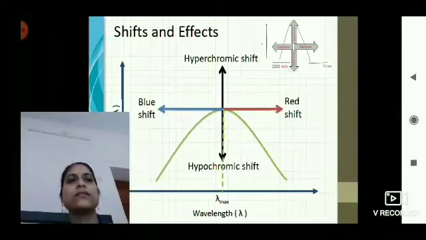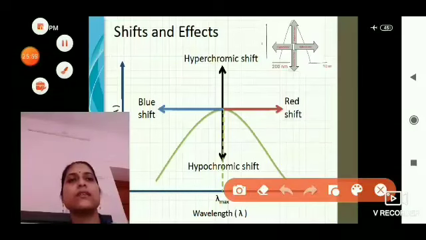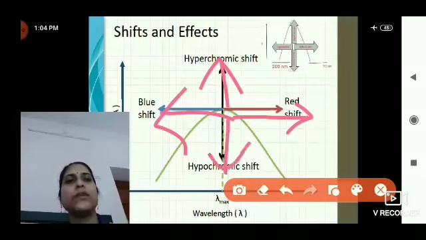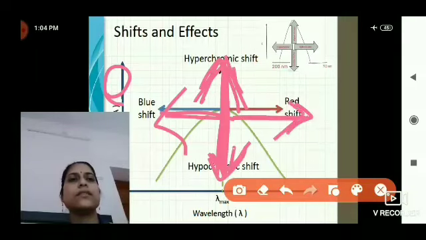This is the schematic of shift. You are seeing here this is the bathochromic shift, and this is the hypsochromic shift. This is hyperchromic shift, and this is intensity variation, extinction coefficient measures the intensity, and this is the shift in wavelength.